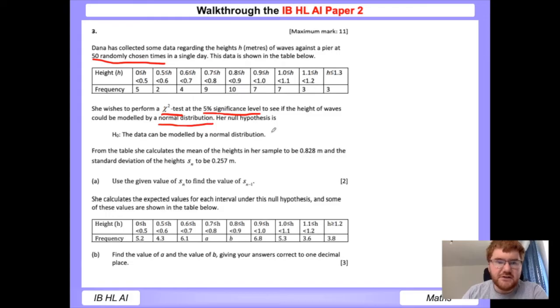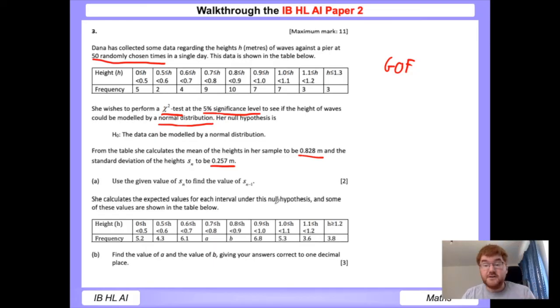And null hypothesis, H0, is data can be modelled by a normal distribution. Again, before we even start here, we need to think the 2 chi-square tests that we know. So this is going to be a goodness of fit, because we're going to test the frequency that we have here against the expected value. From the table, she calculates the mean to be 0.828 and the standard deviation to be 0.257 meters. Use the given value of Sn to find the value of Sn minus 1.